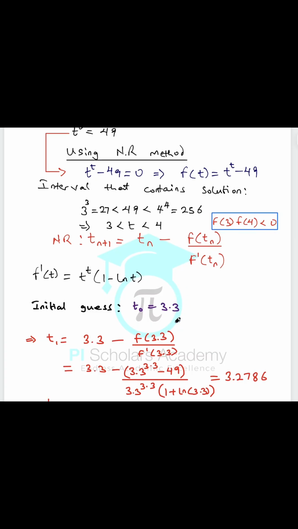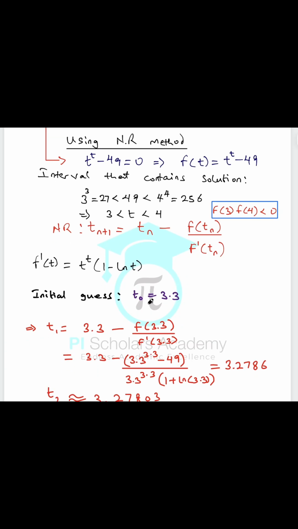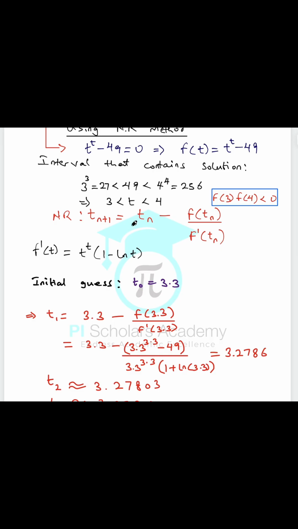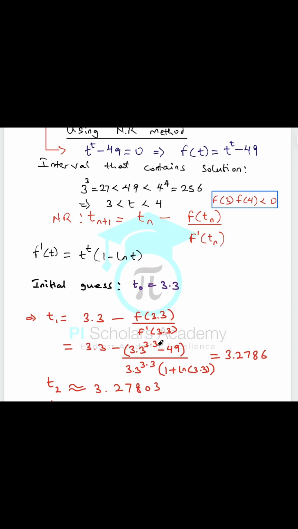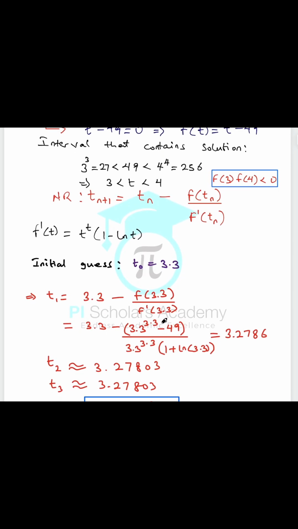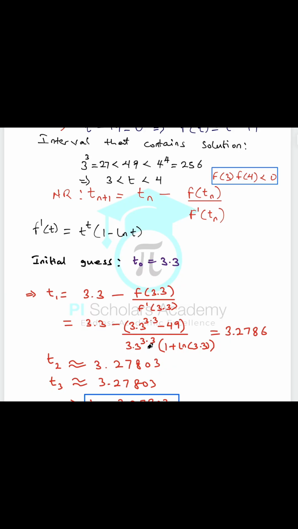So what does that mean? That implies that my t naught equals 3.3. Then if I use that in this expression, that implies that t1 equals 3.3 minus f of 3.3 divided by f prime of 3.3. So what's left for me to do is to just substitute everything I have here into the equation.